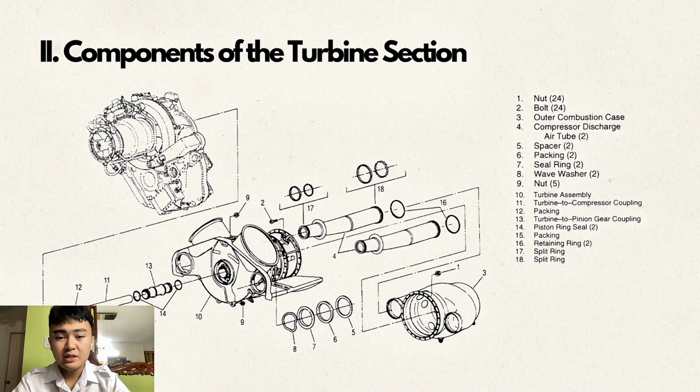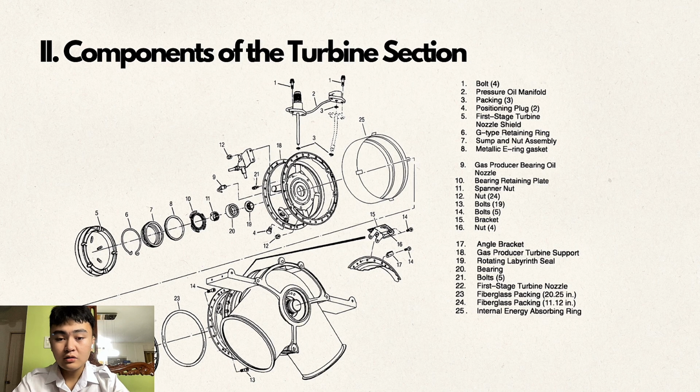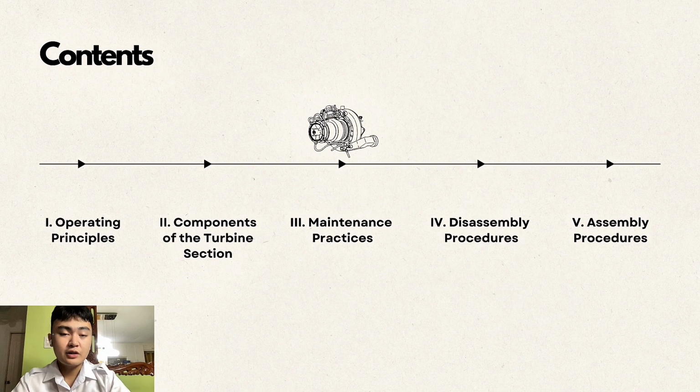So, in summary, the turbine section is responsible for converting thermal energy into mechanical energy. Each component, from the nozzle to the power turbine, plays a vital role in ensuring efficient engine operation, especially in aircraft and helicopters. And that's it for the turbine section as I pass you on to the next presenter.